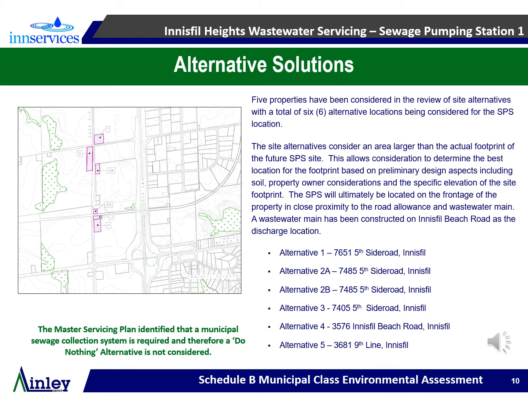Alternative 1 is located at 7651 5th Side Road, Innisfil. Alternative 2A and 2B are located at different portions of 7485 5th Side Road, Innisfil. Alternative 3 is located at 7405 5th Side Road, Innisfil. Alternative 4 is located at 3576 Innisfil Beach Road, Innisfil. Alternative 5 is located at 3681 9th Line, Innisfil.